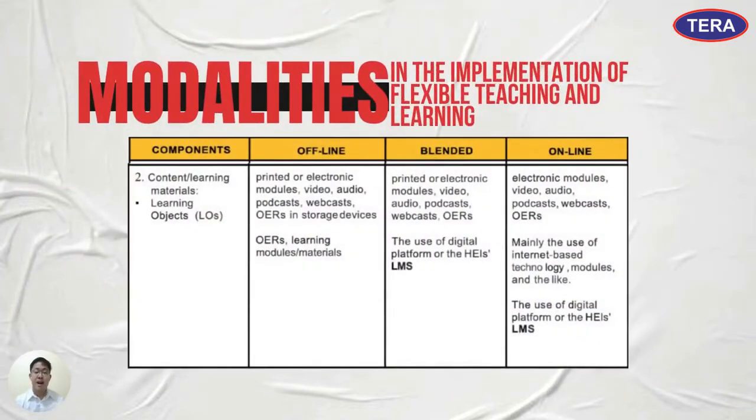All right. Now, for the second component, the content, learning materials or the learning objects or the learning objectives. For offline, we still make use of printed or electronic modules, video, audio, podcasts, webcasts, OERs in storage devices. We also make use of printed or electronic modules, video, audio, podcasts, and webcasts of OERs for blended learning. And for online, of course, we make use of almost all of it, including mainly the use of internet-based technology, modules, and the like.